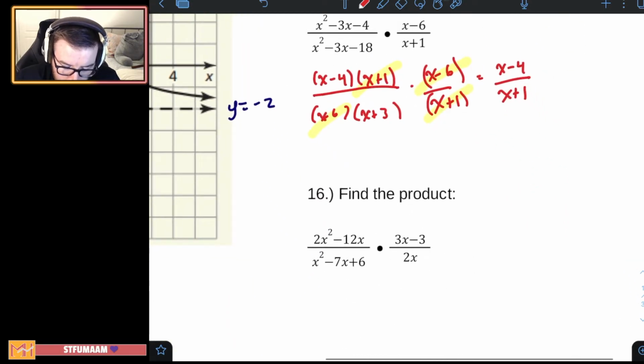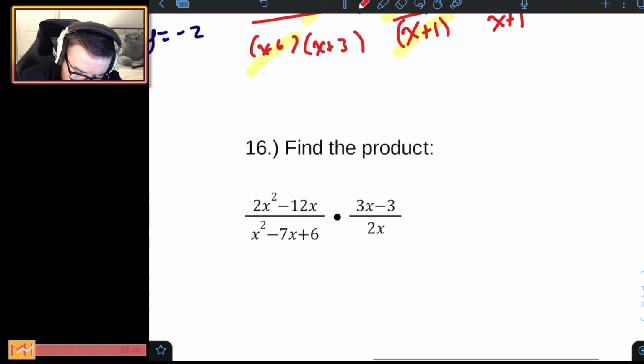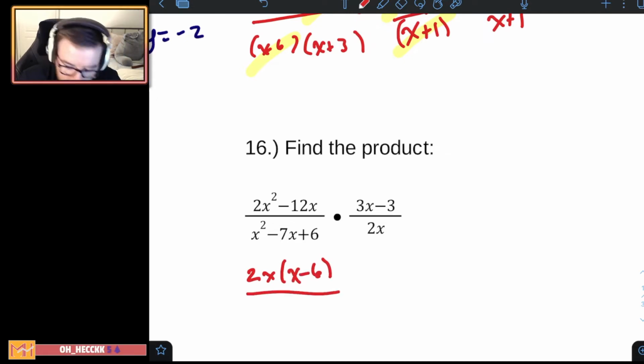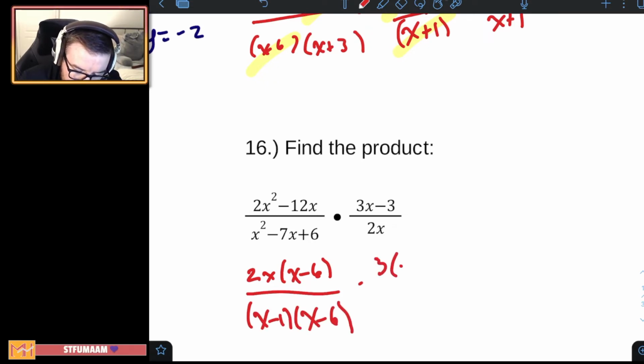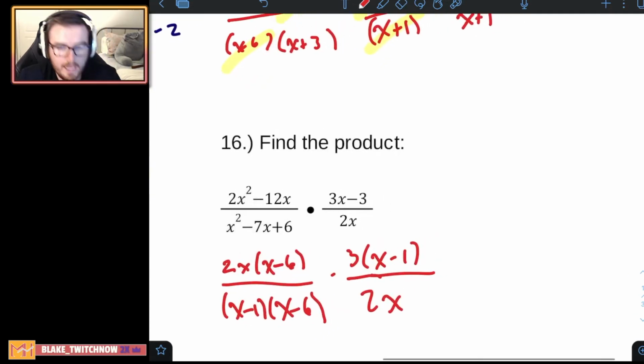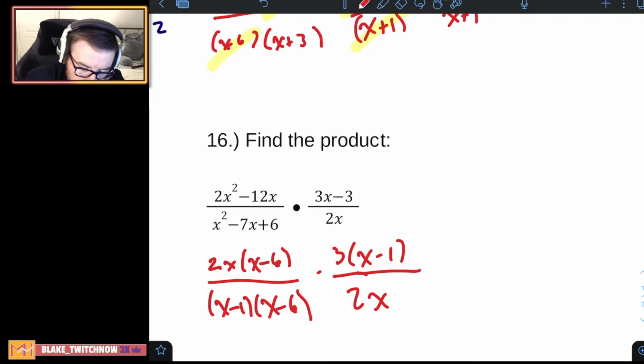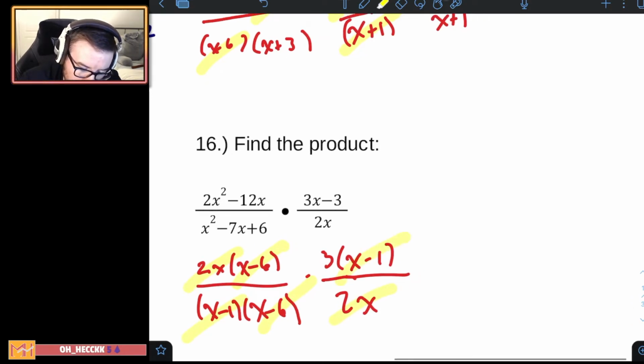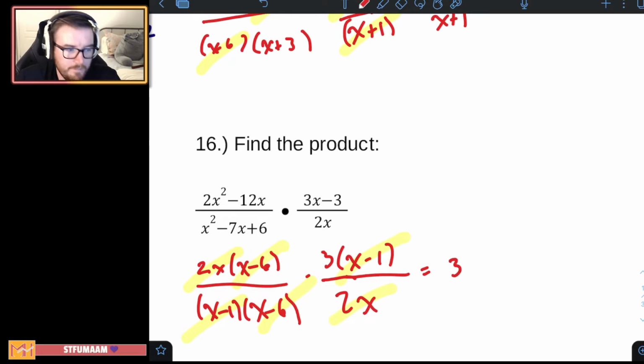All right. Continuing on, find the product. Let's do it again. There's a GCF this time around. They're both divisible by 2, and they share an x. What multiplies to 6 and adds to negative 7? They both share a 3, and there's that. Okay? So cancel out what is the same. Boom, boom, boom, boom, boom, boom. I'm literally just left with 3. That's the final answer.